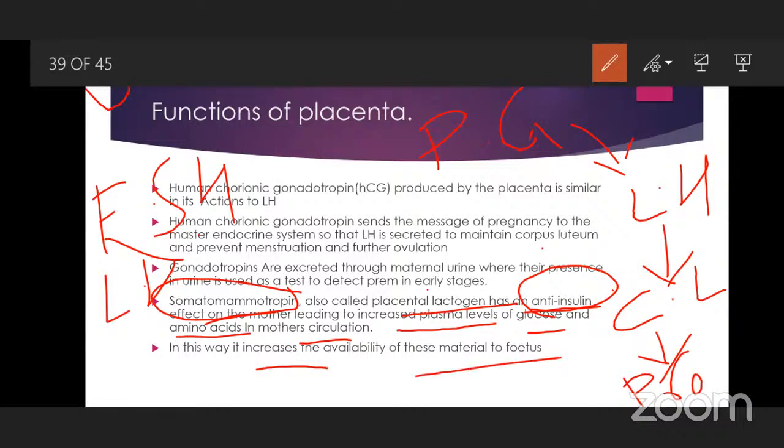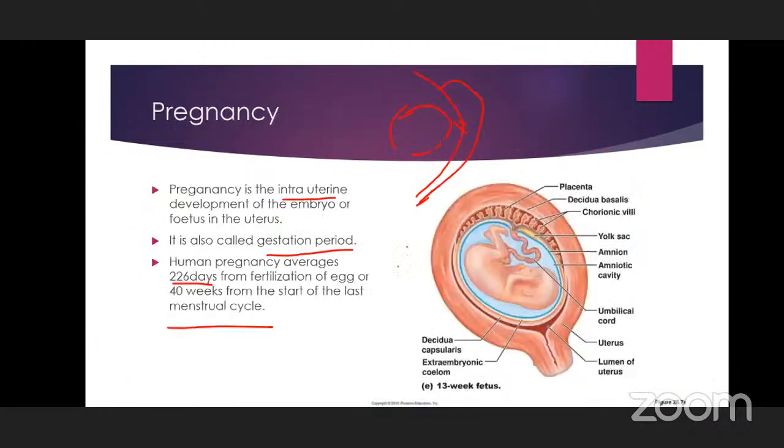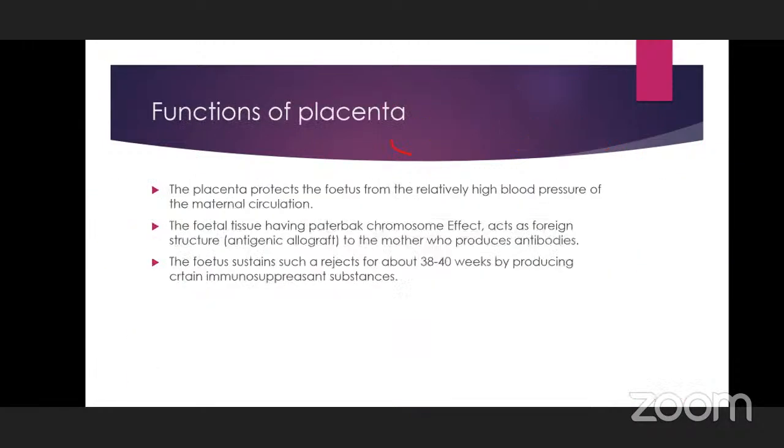So these are the main functions of the placenta. The most important thing is human chorionic gonadotropic hormone, which we have to remember. Next, the placenta protects the fetus from the relatively high blood pressure of the maternal circulation.